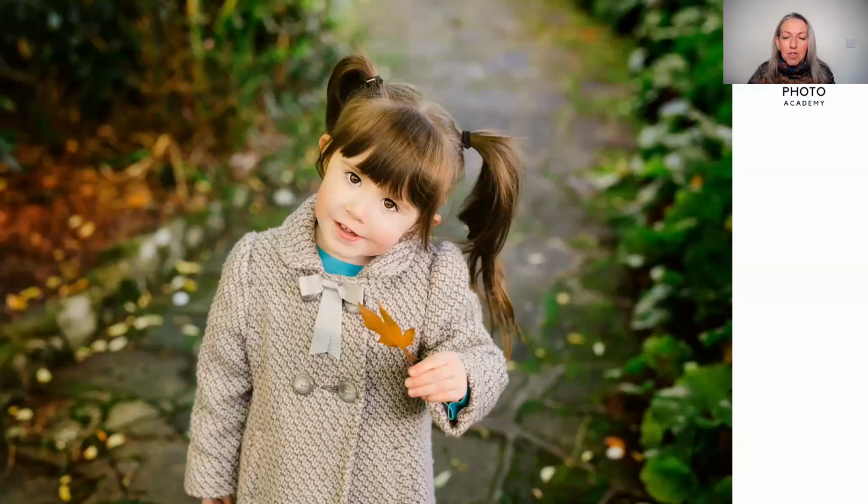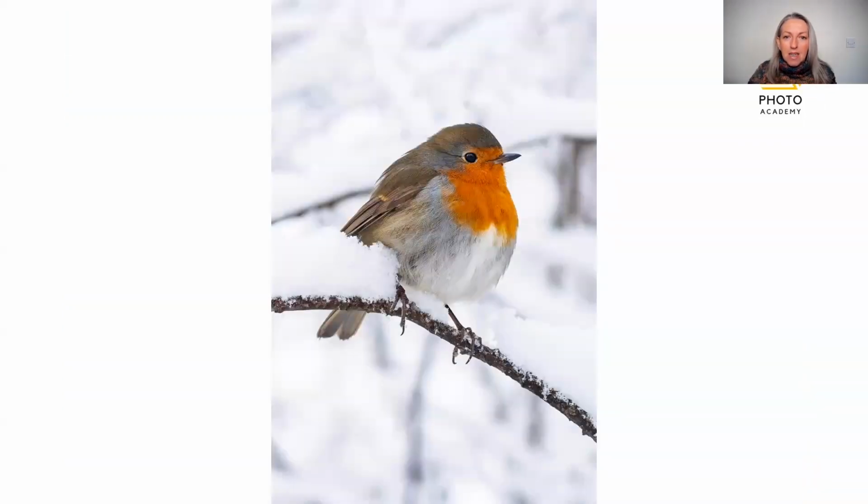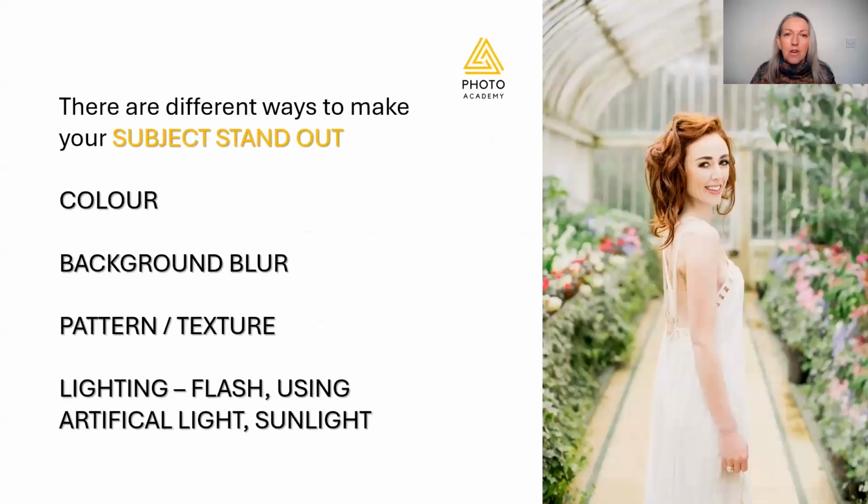These are just a few examples of some portraits. When you look at the photograph, your eye should normally go to the person's face, and there are different ways that you can make the person's face stand out. This also applies to landscape shots and architecture. So how can you make your subject stand out in your photograph? There are a number of different ways you can do this. The first thing is color. You can have your subject dressed in a different color to the background.